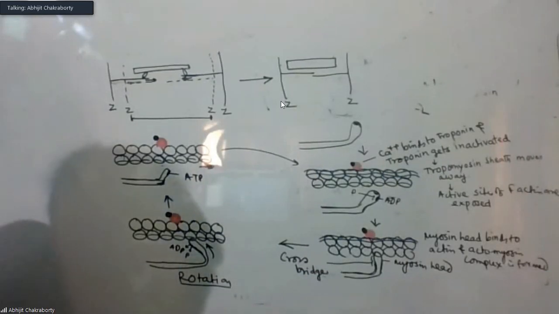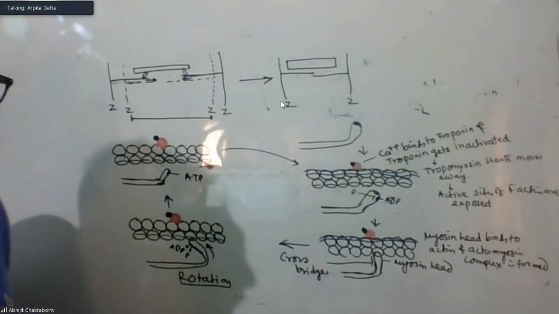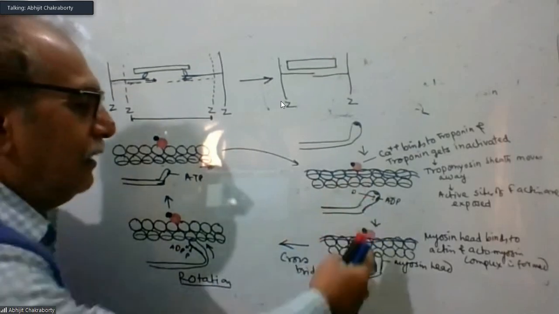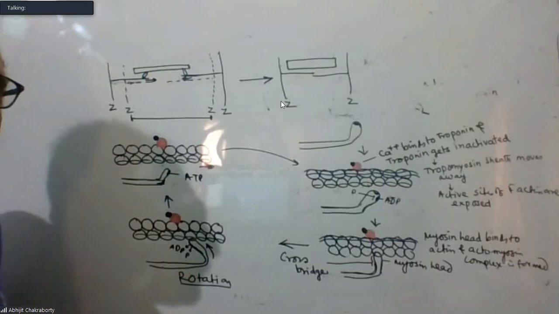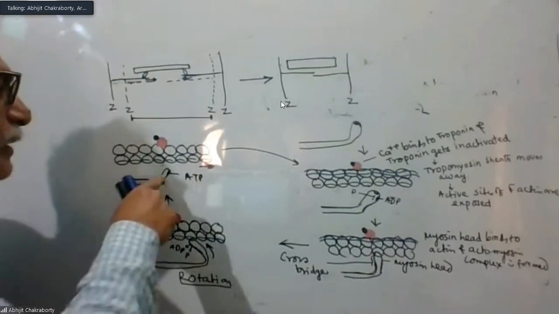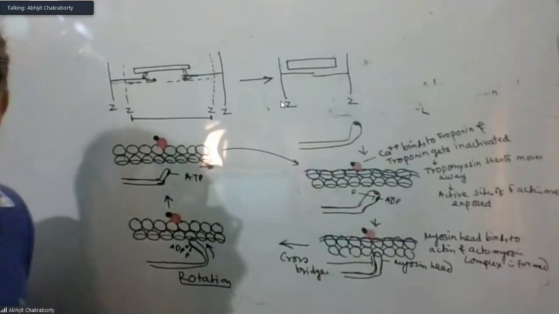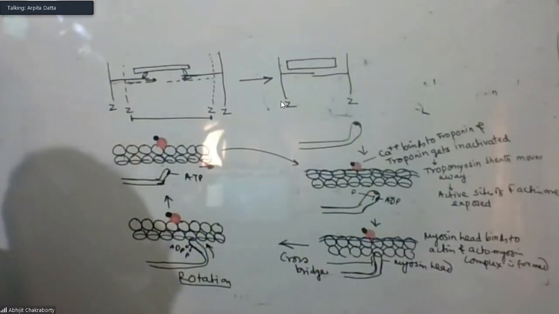When ATP gets hydrolyzed, what is produced? ADP and phosphate. And these ADP and phosphate are here. After rotation, they are released. Then again ATP binds, and again hydrolysis occurs. Yes sir, I understood.